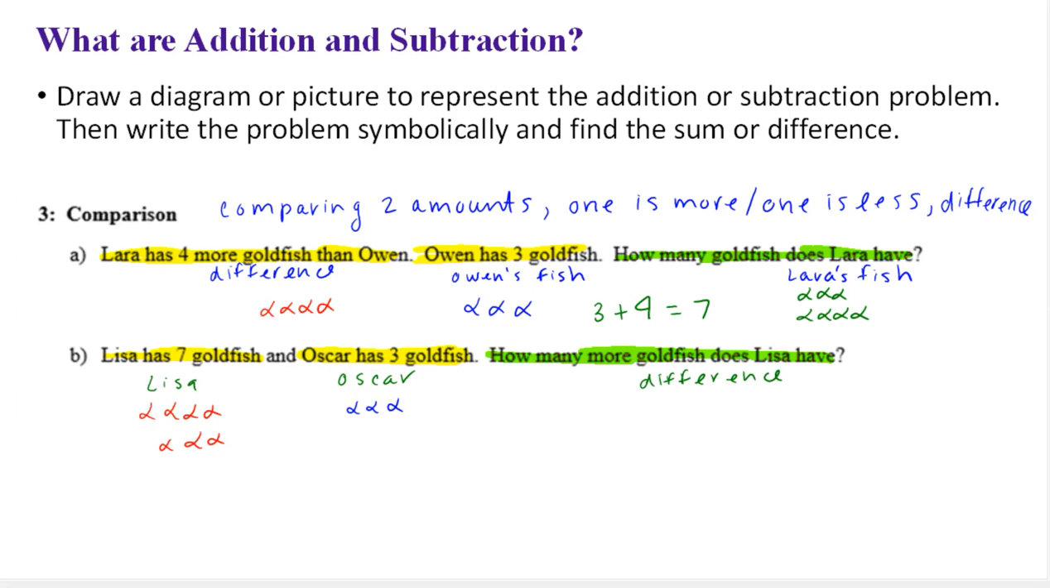Okay. And our comparison is we want to see how many more does Lisa have compared to Oscar. So we could think of making a matching, comparing Lisa's fish to Oscar's. Okay, so these match up, so Lisa has 4 more. Okay, and we can find this symbolically by finding the difference between Lisa and Oscar's fish. So we could take 7 fish that Lisa has minus the 3 fish that Oscar has. Okay, we're not taking away the fish from Oscar, we're just comparing, which gives us 4 fish more that Lisa has. And this is our difference.